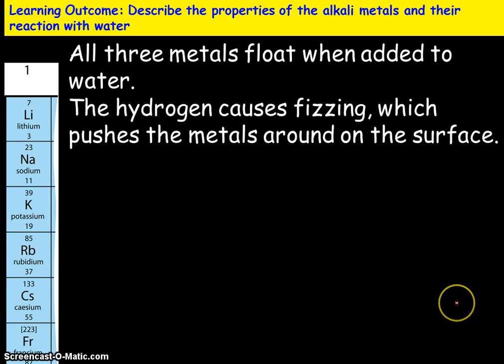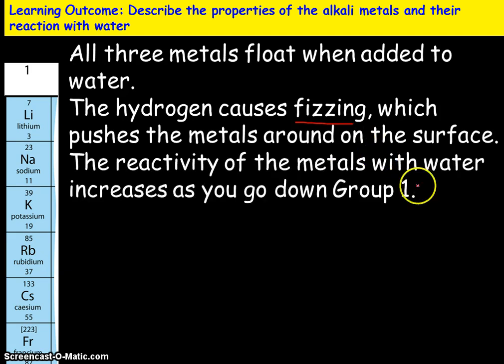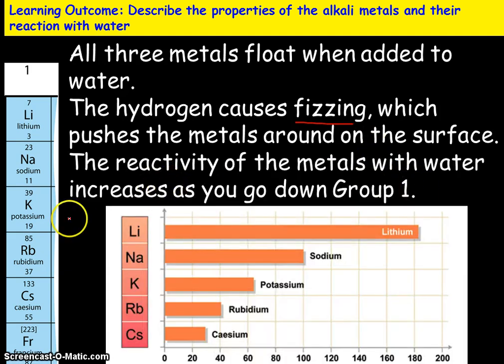So they all float on water and they all fizz, and that's because they're producing the hydrogen gas, and that will push them around the surface. Now their reactivity increases as you go down the group. So cesium is properly explosive, which is why we can't use it in school. Lithium will fizz vigorously but doesn't get hot enough to melt. Sodium will then melt, it will form a solid ball, and then potassium will get hot enough to ignite, and it will burn with a lilac flame.